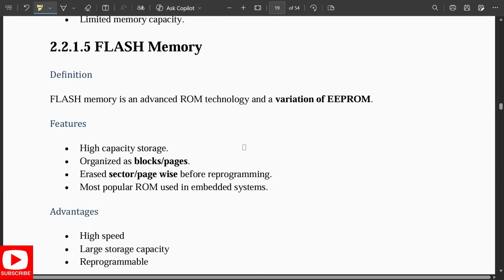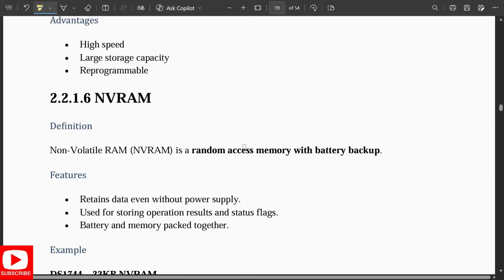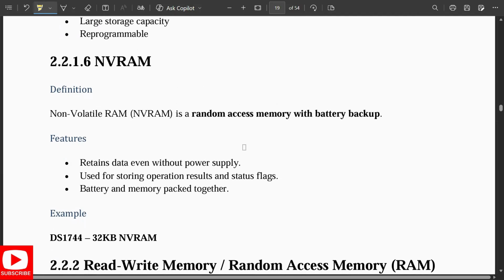Next comes flash memory. Flash memory is an advanced ROM technology and a variation of the EEPROM. It has high capacity storage, organized as blocks and pages, and is erased sector or page wise before reprogramming. What part you want, you can erase it. The most popular ROM in the embedded system that we are using is this flash memory. Next is NVRAM. This is a non-volatile RAM, a random access memory with a battery backup. So this will retain the data even without power supply, and it is used for storing the operation results and the status flags, battery and memory packed together.